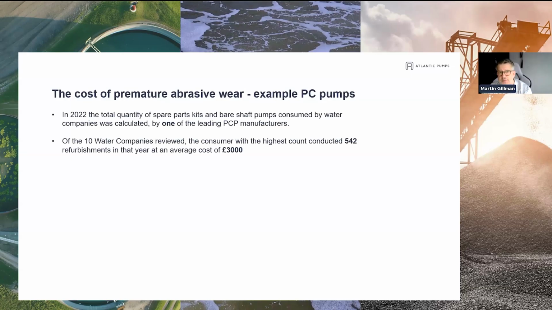Now, the 10 water companies we reviewed, so we looked at the consumption of these parts for 10 water companies. Not necessarily the larger water company, but the company that was consuming, therefore spending the most amount of money, conducted 542 refurbishments in that year. So they either bought a spares kit or they bought a bare shaft pump and replaced it, at an average cost, we're going to use GB pounds, of £3,000.